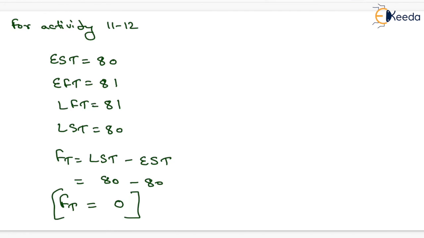So we have determined the total float for activity 5-7 and for 11-12. The total float will be equal to 0 for both the activities. That is all about this numerical.